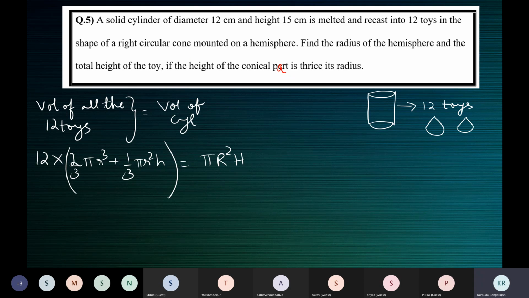So volume of one toy. Volume of one toy into 12 will be the volume of all the 12 toys. And that's equal to the volume of the cylinder.